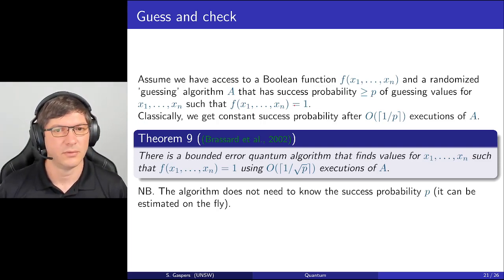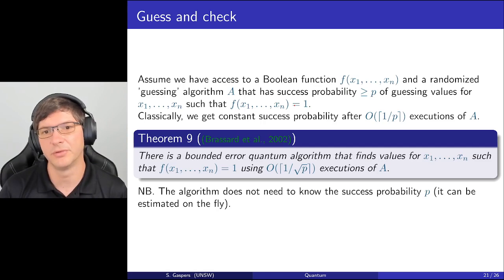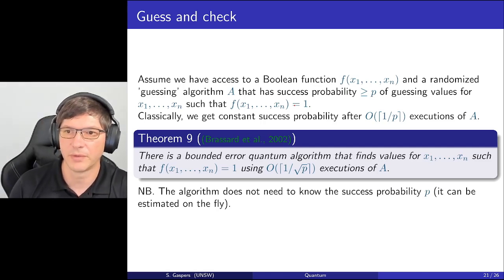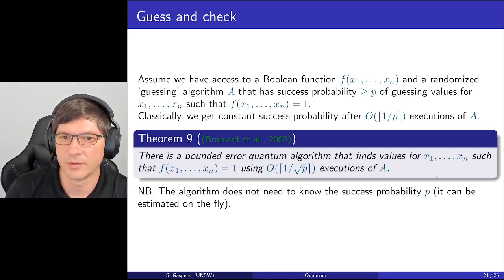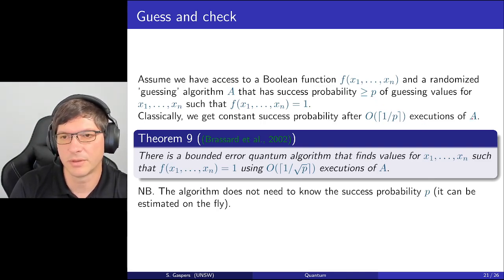So for our classical randomized algorithms, we need to run our algorithm the inverse of the success probability many times, so that we get constant success probability overall. So we need order 1 divided by p executions of this algorithm, and then we get constant success probability.